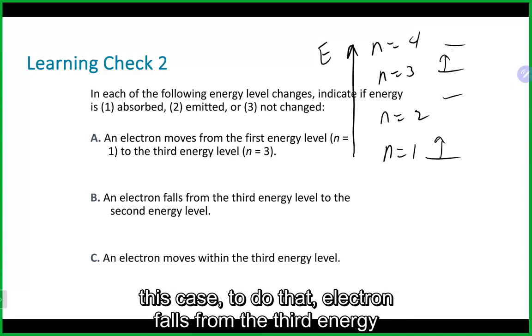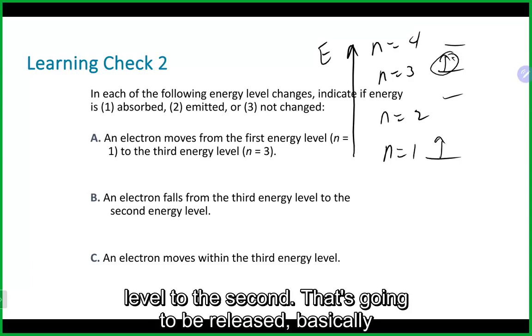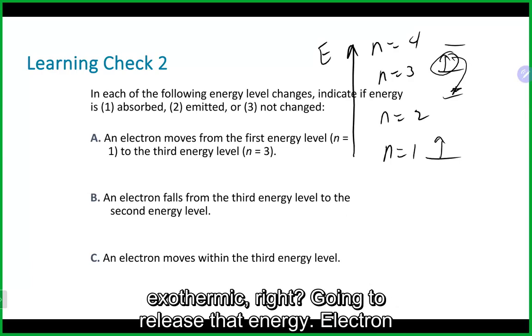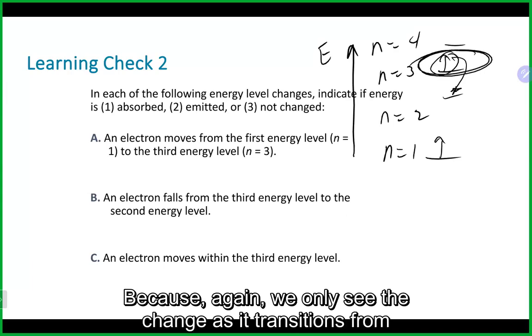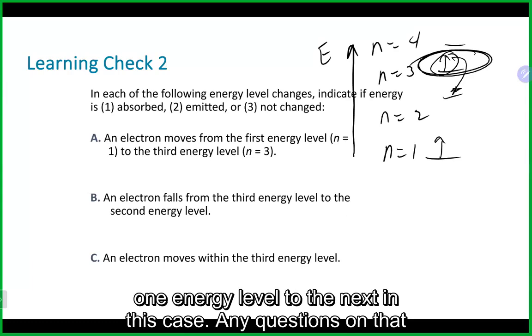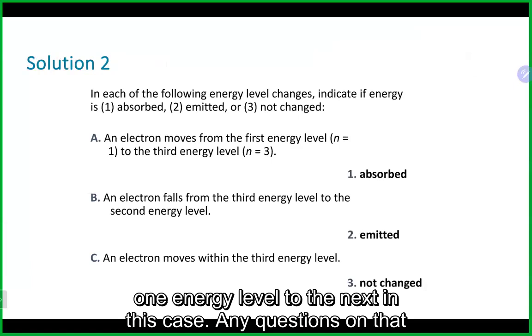Electron falls from the third energy level to the second. That's going to be release, basically exothermic, right? Going to release that energy. An electron moves within the same energy level. No change, right? Because again, we only see the change as it transitions from one energy level to the next in this case. Any questions on that there?